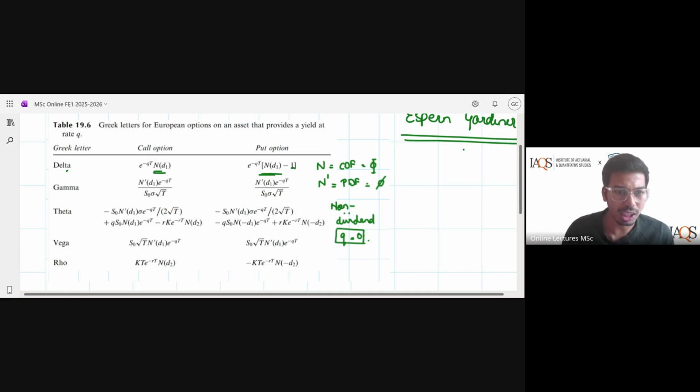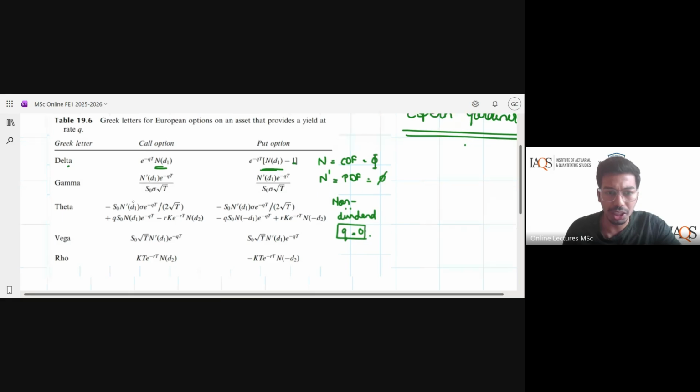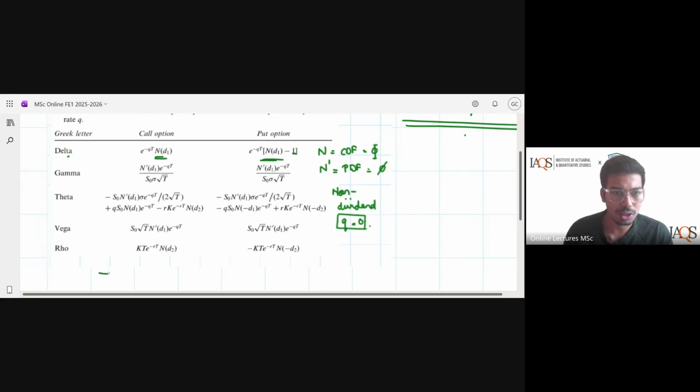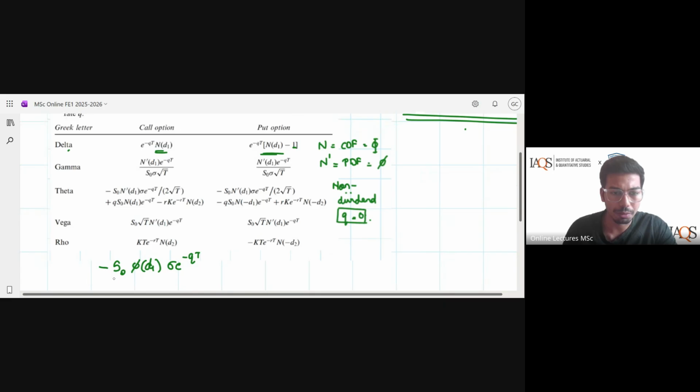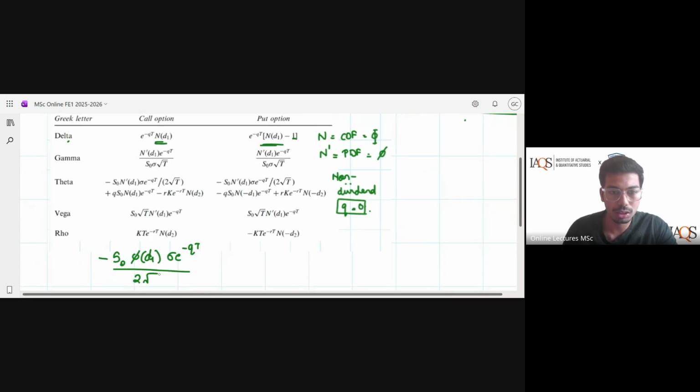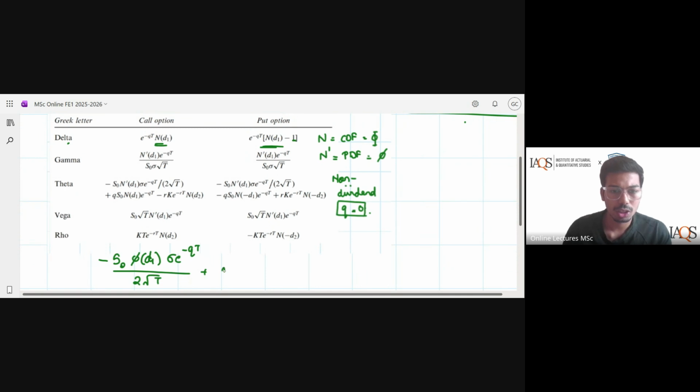Remember, for theta, this 2 root t is just for the first term. So it's minus S0 phi of d1 sigma e raised to minus qt divided by 2 root t, plus q S0 capital phi d1 e raised to minus qt, minus rK e raised to minus rt phi d2. That's how the equation of theta looks.